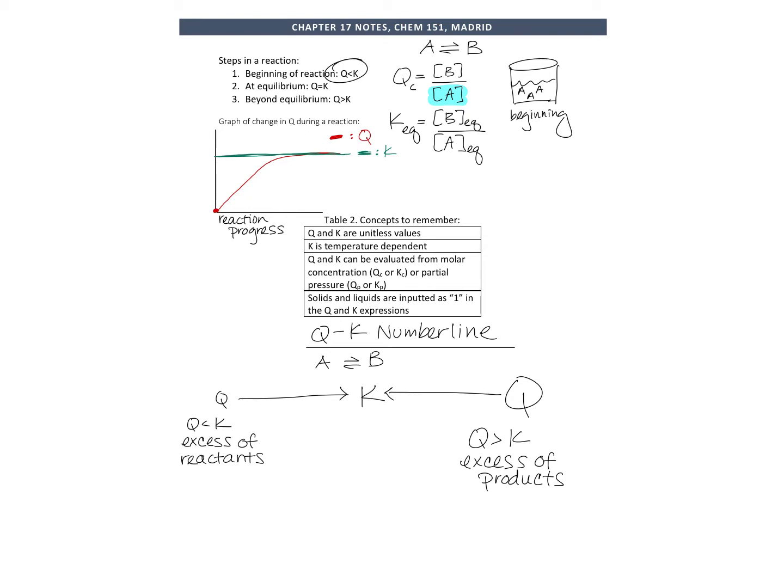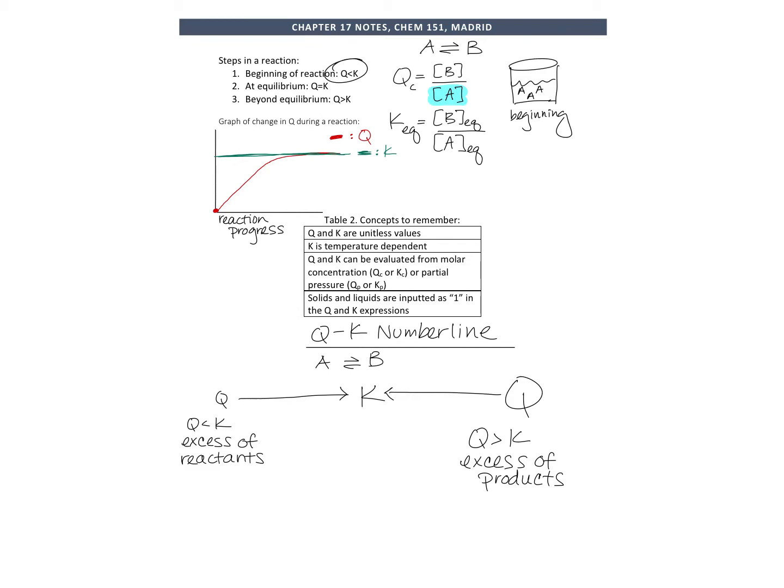So what Q gives us is how close the reaction is to equilibrium. It tells us if we are at the beginning of the reaction, when Q is less than K, if we're at equilibrium when Q is equal to K, or if we're past equilibrium, if we have more products than reactants, when Q is greater than K.